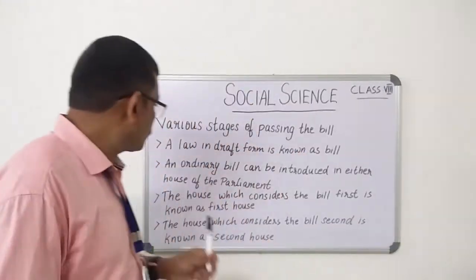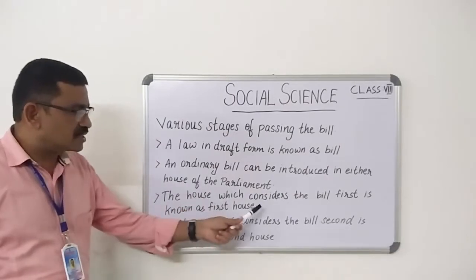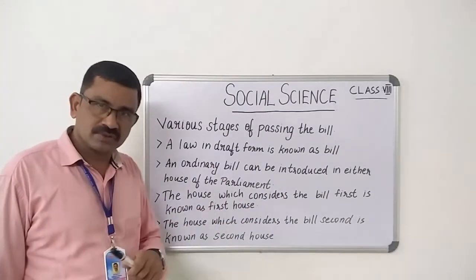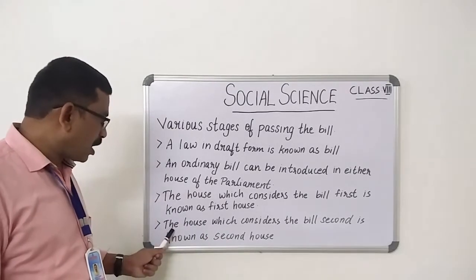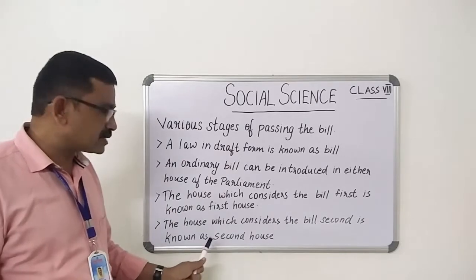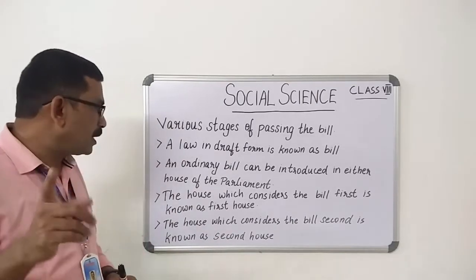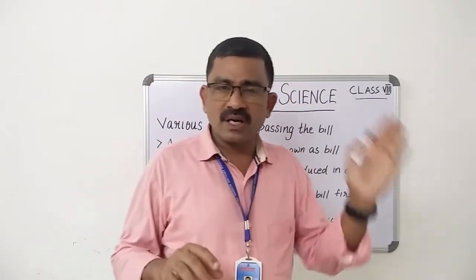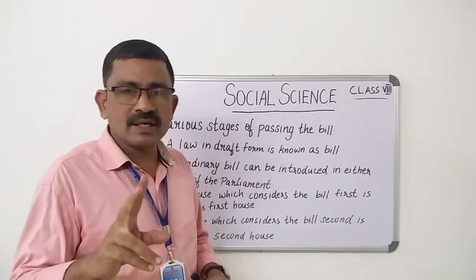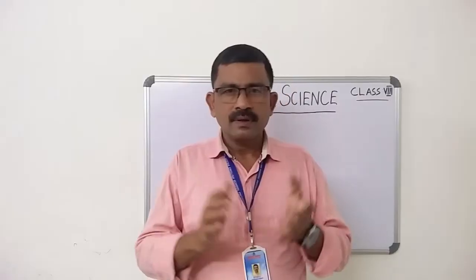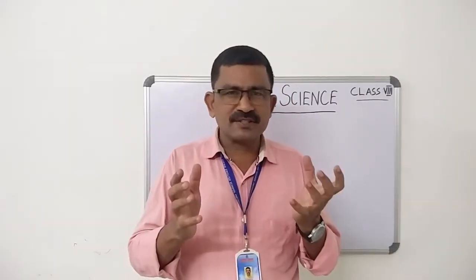Got it? The house which considers the bill first is known as the first house, and the house which considers the bill second is known as the second house. Got it? Let's see the different stages of passing the bill.